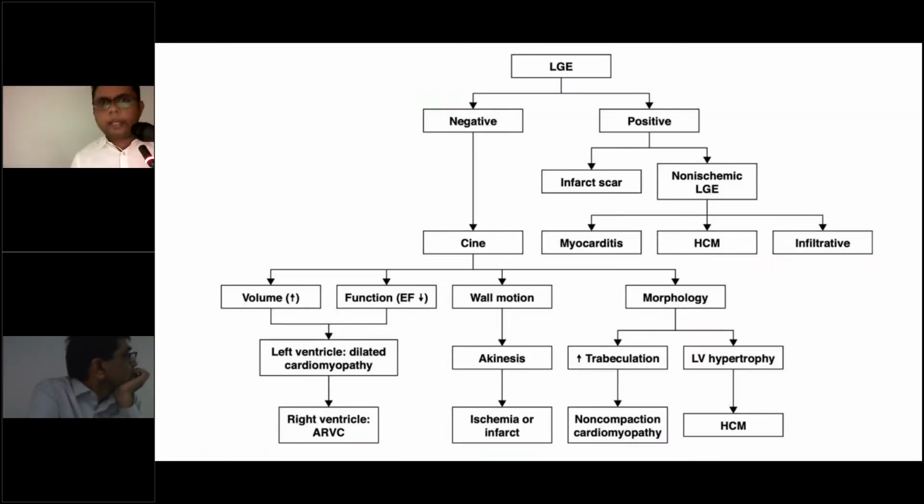So lastly, I would like to show you a chart for how to approach a case of cardiac non-ischemic cardiomyopathy with the help of cardiac MRI. The first set of images we need to look at is the late gadolinium enhancement, and if we find that enhancement is positive, then what is the pattern of abnormalities? If it is an infarct scar, which means it extends from the endo to epicardium, then we are dealing with a case of ischemic cardiomyopathy.